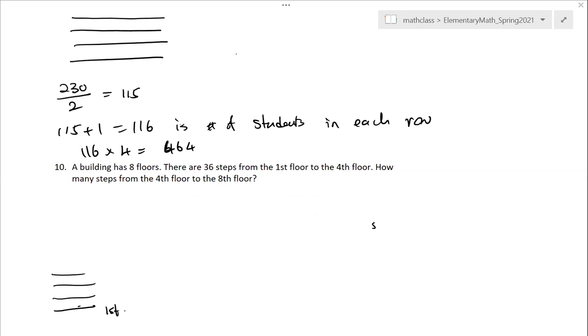All right, so my question is, how many steps between 2 floors? Can you do this problem first, right? The number of steps between 2 floors. Figure out that first.